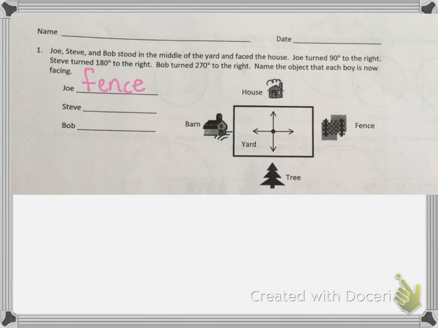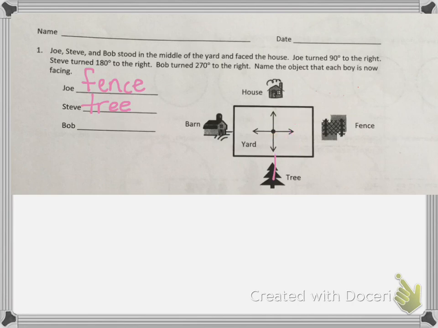All right, Steve did the same thing. He's standing in the middle of the yard. He's looking at the house. But Steve turned 180 degrees to the right. So if he's at the house and he turned 180, well, let's start with 90. That's only 90 degrees. Let's go another 90. So he went 90 and 90. 90 plus 90 is 180. So what is Steve looking at? Yep, he's looking at the tree.